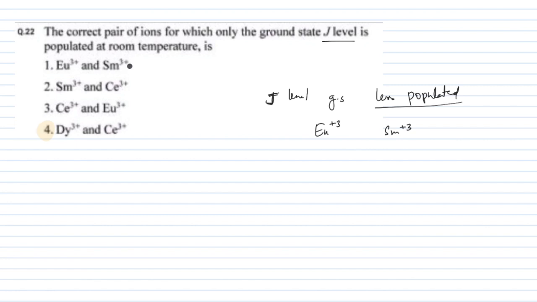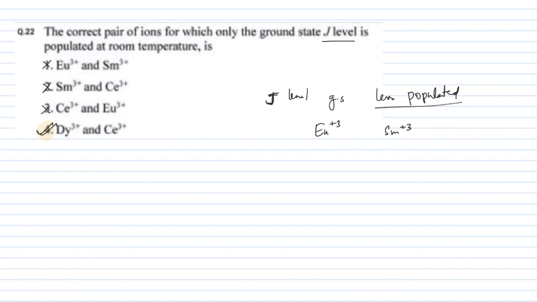So europium and samarium obviously are not going to be the answer. Here again samarium comes, so that is not the answer. Here again europium comes, so that's not the answer. The only option where you do not have samarium and europium both is your option number 4. So option 4 is correct, because whatever we have studied, we have to just apply the reverse of that. Many students got confused. They studied in books that the ground state J level is less populated for europium and samarium, and in the exam they just marked option number 1, but that is not correct. Option 4 was the correct answer.